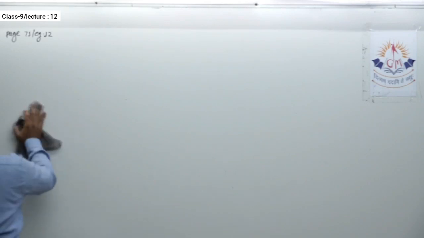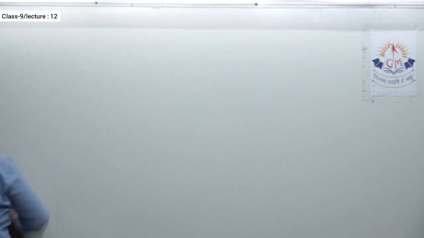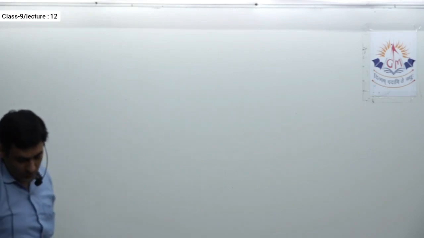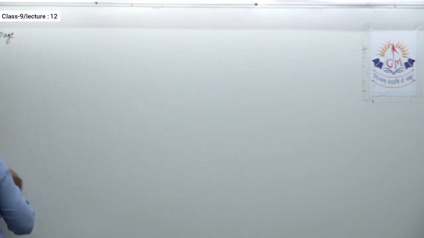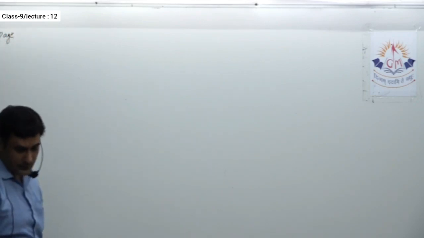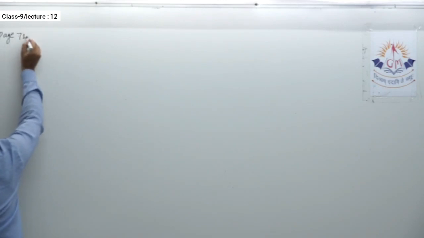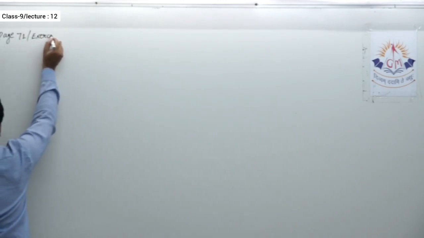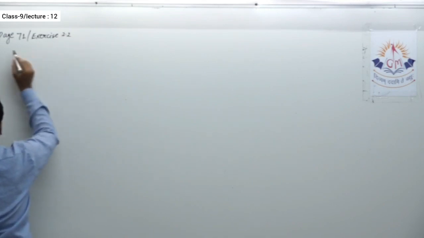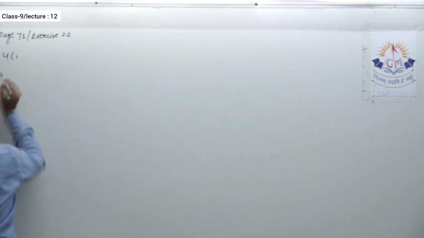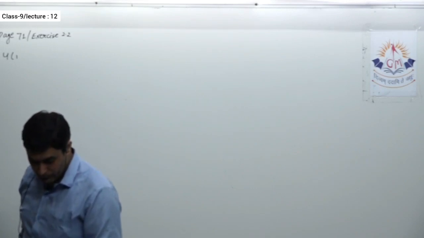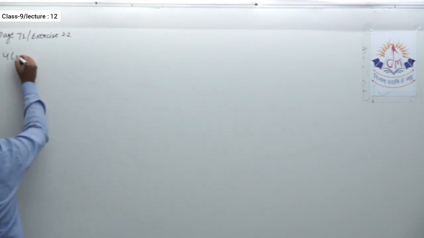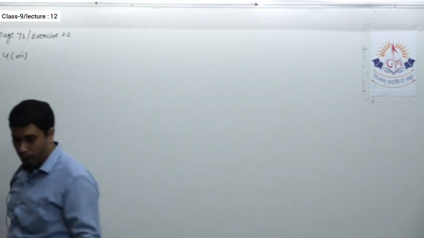Okay, now next we'll see questions from exercise 2.2. First three questions were for your homework. So here I'll start from question number 4, page 71, exercise 2.2, and in it I'll solve some questions for you. So I'm taking question number 7. Okay, I'll solve the last two for you, 7th.